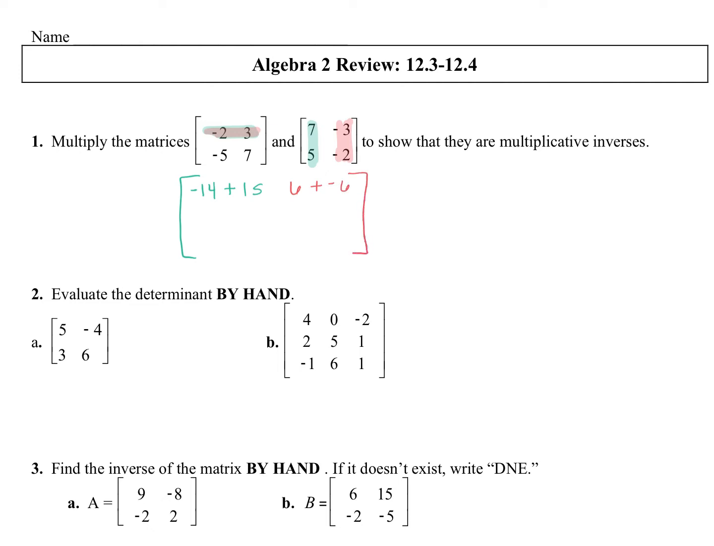Then we are going to move down to second row, first column. And that is going to be -5 times 7, so -35, plus 7 times 5 is 35. And then we're going to move to second row, second column. And that is going to be -5 times -3, so 15, plus 7 times -2 is a -14.